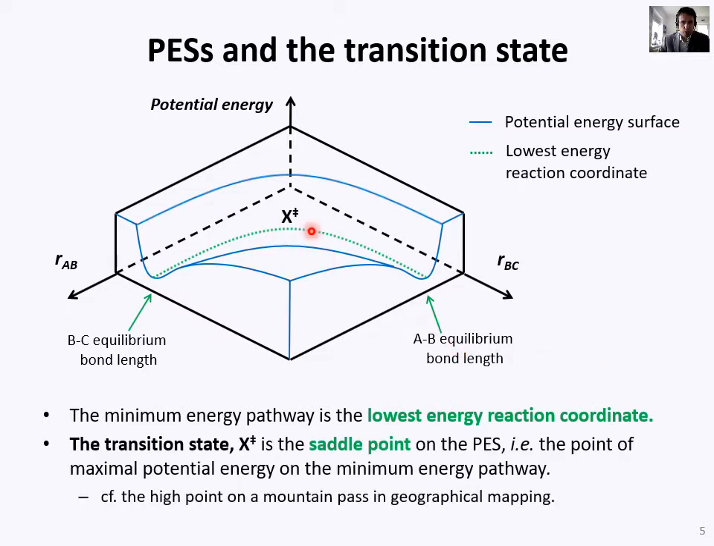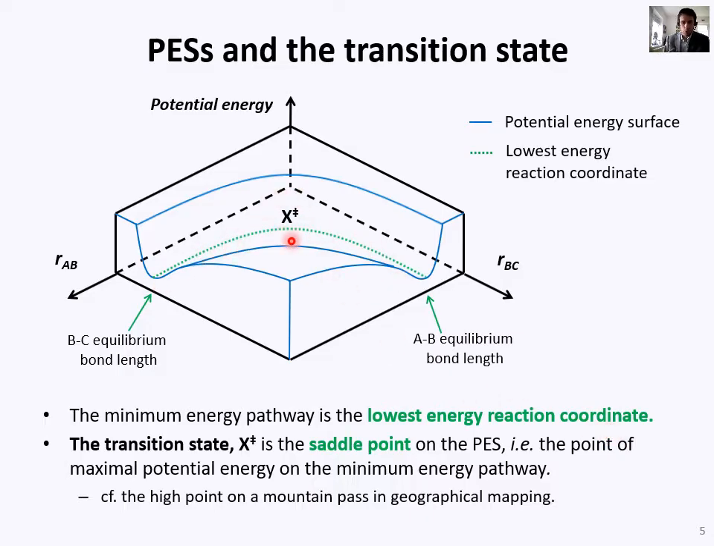Another key point is that on that line, you have the high point. And that high point we will refer to as either an activated complex or the transition state. This introduces this concept of a transition state, and I'll talk more about that in next week's screencast when we start talking about transition state theory. But this transition state is essentially the high point on the lowest energy reaction coordinate. It's the saddle point on the potential energy surface.